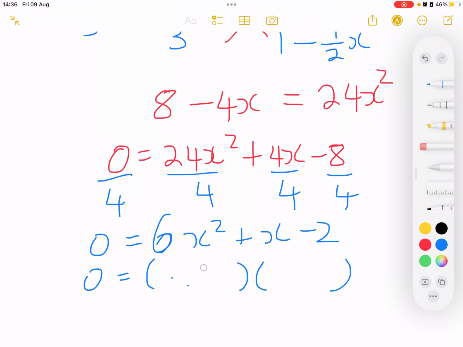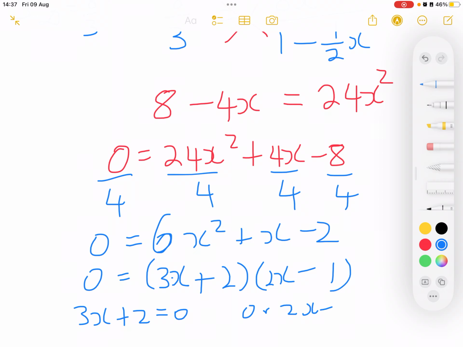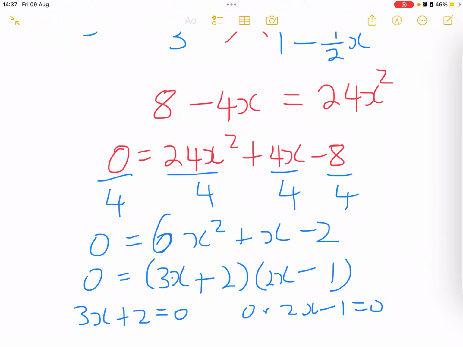The factors in here would be 3x times 2x, which gives us 6x, and then a 2 here and a 1 here, and this one will be positive and this one will be negative. So (3x + 2)(2x - 1) is equal to 0, so 3x + 2 = 0 or 2x - 1 = 0.